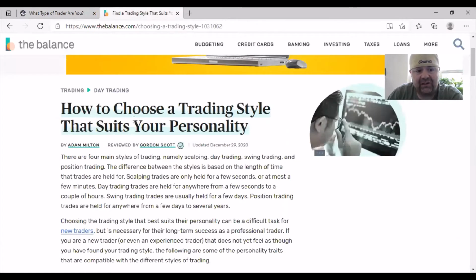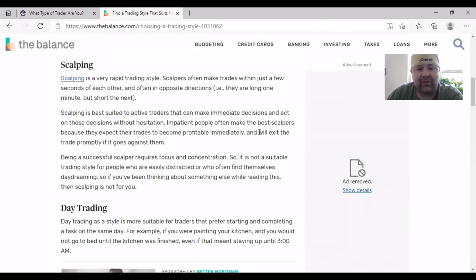How to choose a trading style that suits your personality. Scalping. So we know what scalping is. It's very rapid style of trading, right? Scalpers will hop into sometimes multiple plays in the same stock very fast and rapidly within a few minutes to hours or throughout the day.